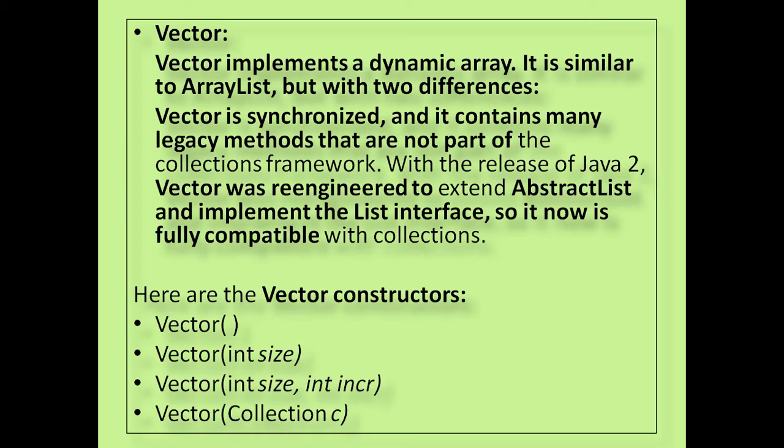And here it comes with four versions of constructors. One is the empty constructor, and the second one takes an integer value that is used to decide the size of the vector. The third version takes two parameters, both integers. One is size and the other one is increment. So the vector is created with a specified size.